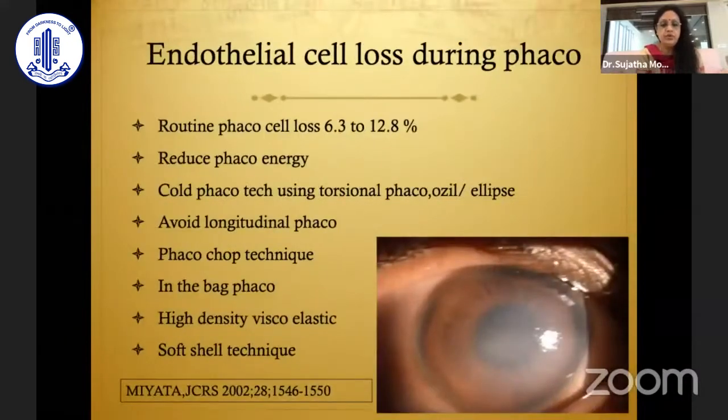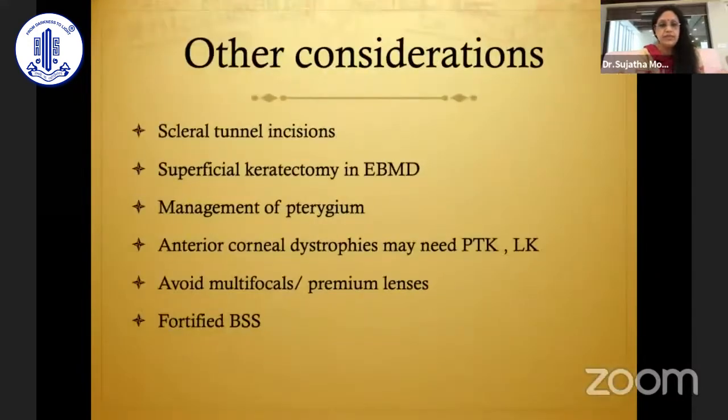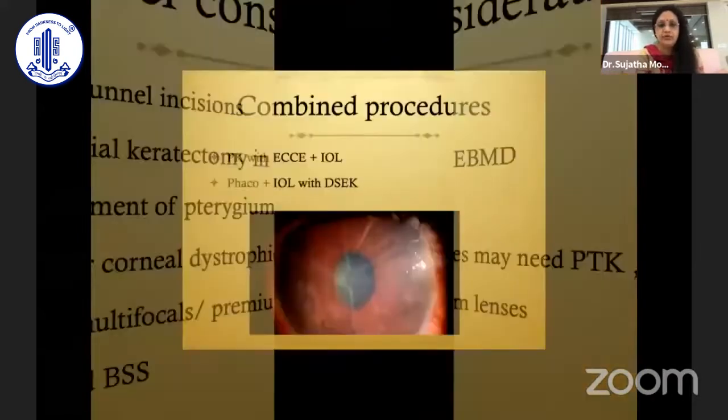So we all know the routine phaco loss is 6.3 to 12.8%. So take care when you're doing a routine cataract surgery in a patient with endothelial cell compromise: do an in the bag phaco and use a high density viscoelastic and a soft shell technique, and use cold phaco technology to reduce endothelial cell loss. Other considerations are scleral tunnel incisions, and make sure that patients who have other problems such as EBMD and anterior corneal dystrophies are taken care of.